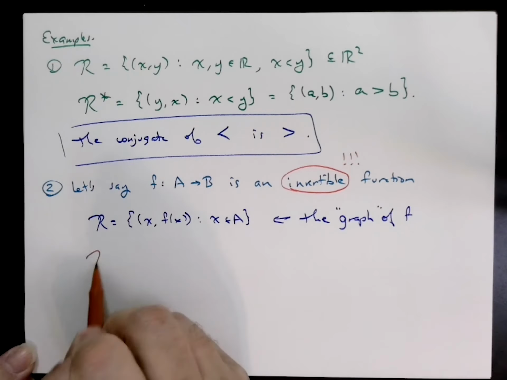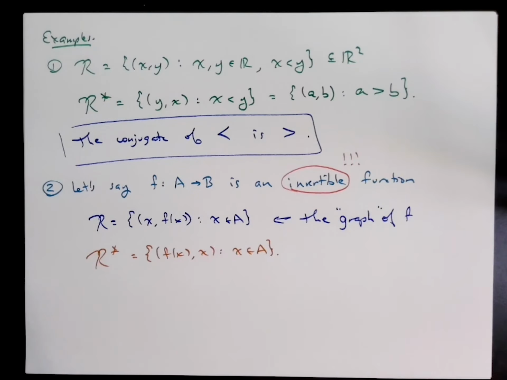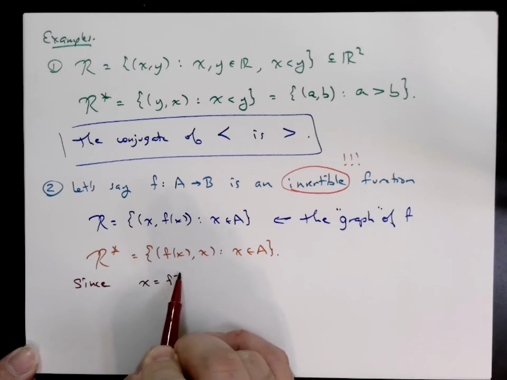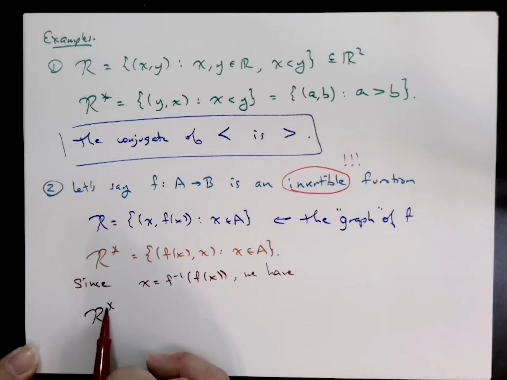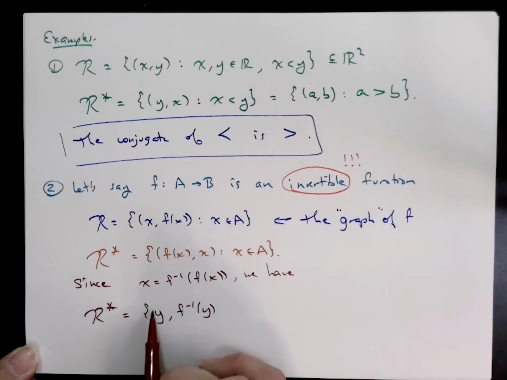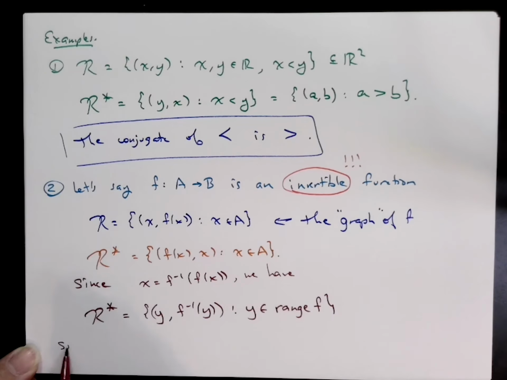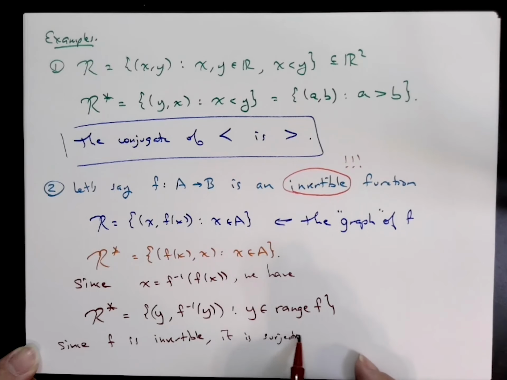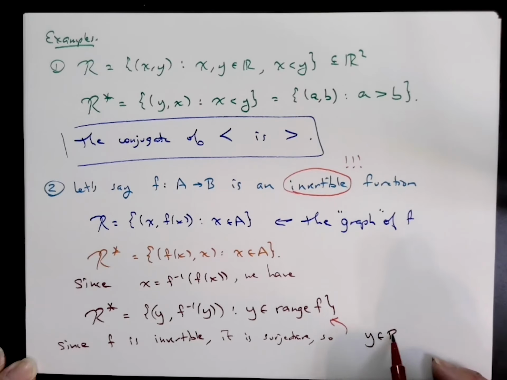So R star is the set of all (y, f inverse of y) with y in the range of f. But again, f is invertible and thus surjective, so all of B is in the range of f. Therefore, R star is the relation given by the pairs (y, f inverse of y) with y in B. To summarize, if f is an invertible function and R is the relation giving its graph, then R star is the graph of the inverse function f inverse.